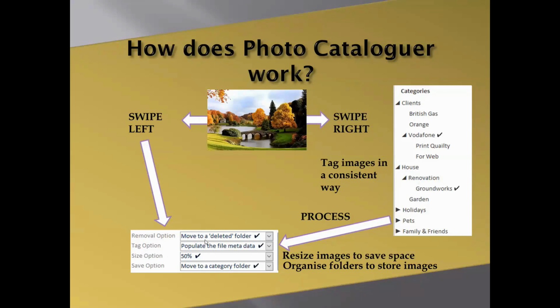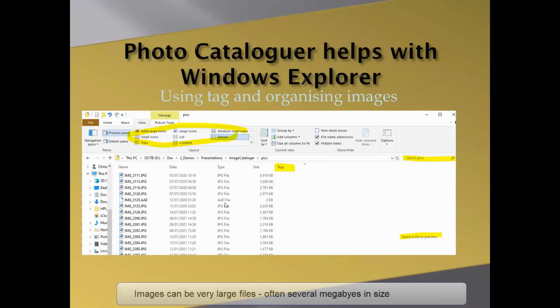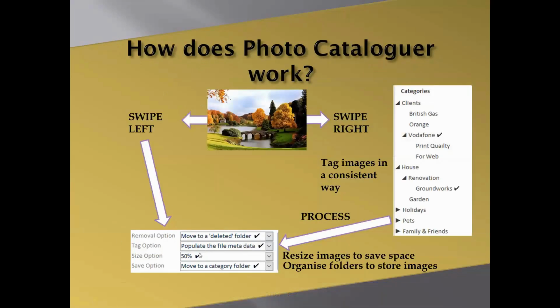You can move deleted pictures to a deleted folder. Another option is to do nothing and it'll just stay where it is. Tag option is to populate the metadata or not. The size option is you can reduce size. Some of these pictures can be very, very large. Let's go back to that one. You'll see on here, they're 4,000 or 5,000 bits in size. And if you reduce by 50%, that actually reduces the file size by a lot more, probably to about 10%.